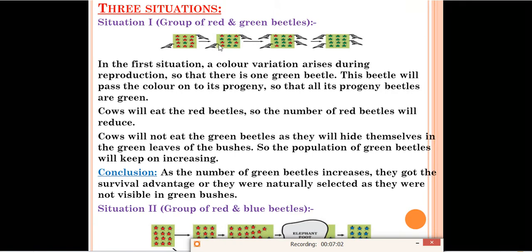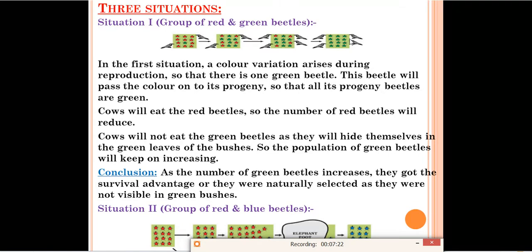Because the crows can easily see these red beetles on the green bushes or on the green leaves, but the green beetles can hide themselves in the green leaves of the bushes. So green beetles can get the survival advantage, but the red beetles will be eaten by the crow. In the third diagram you can see more green beetles, and the number of red beetles has decreased in this one.